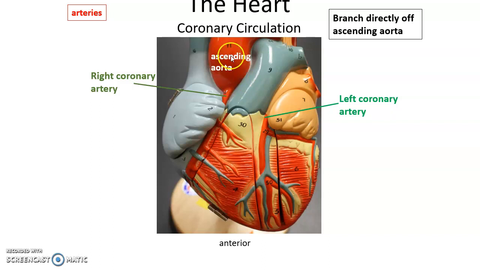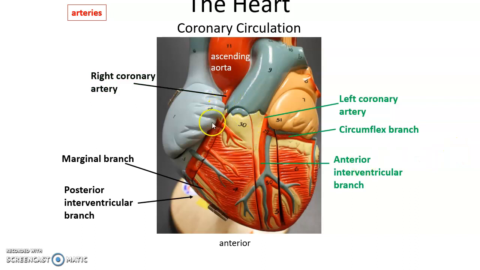So almost as soon as the blood leaves the left ventricle and enters the ascending aorta, there are these two blood vessels, the right coronary artery and the left coronary artery. They branch directly off of the ascending aorta, carrying blood nice and oxygenated to the heart.